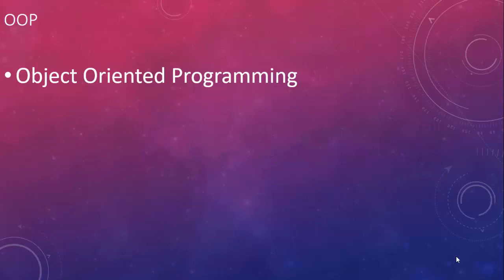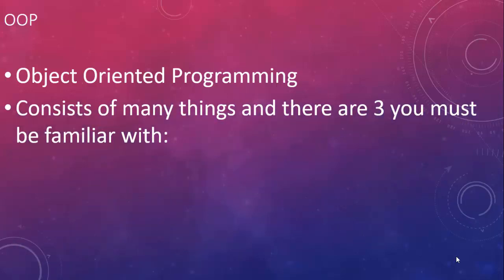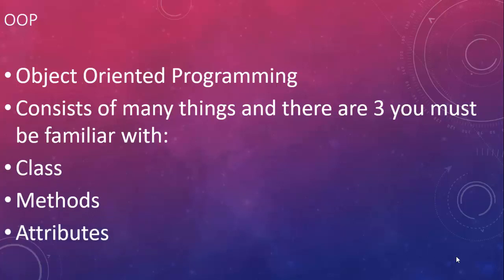So OOP stands for object-oriented programming. Anytime you see a post or any text referring to OOP, they're referring to object-oriented programming. It consists of many things, and there are three that you must be familiar with when you're starting off, and that is a class, the methods, and the attributes. Now, there are many things besides these, but when you're getting started, these are the three you need to focus on because you can't do the rest until you understand these.